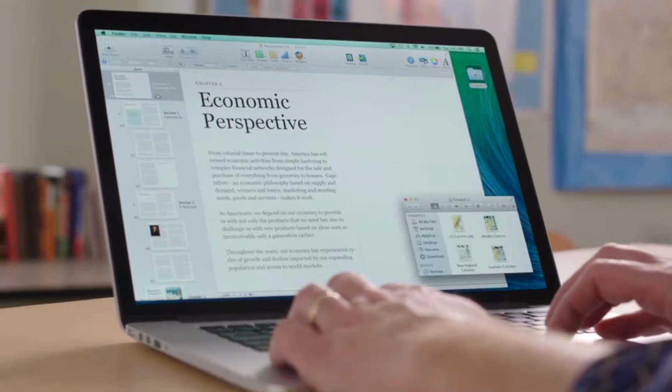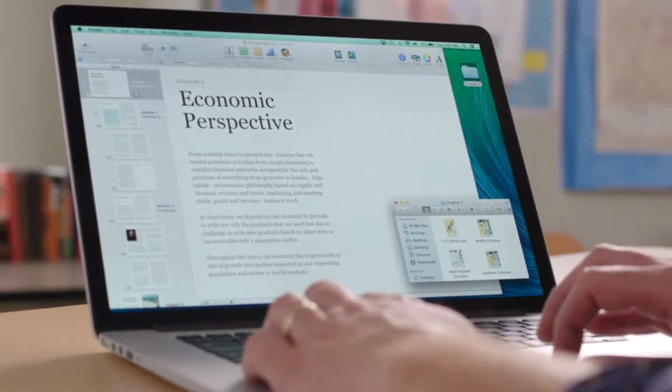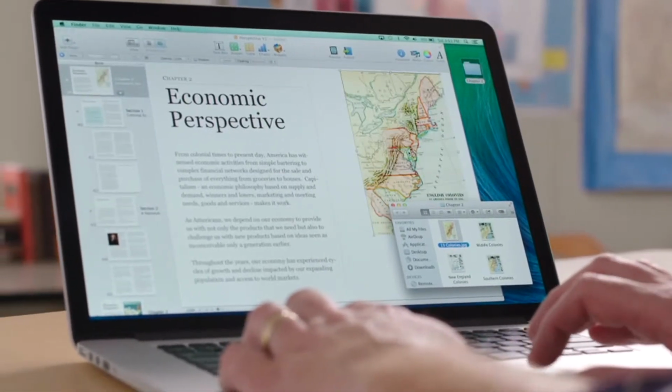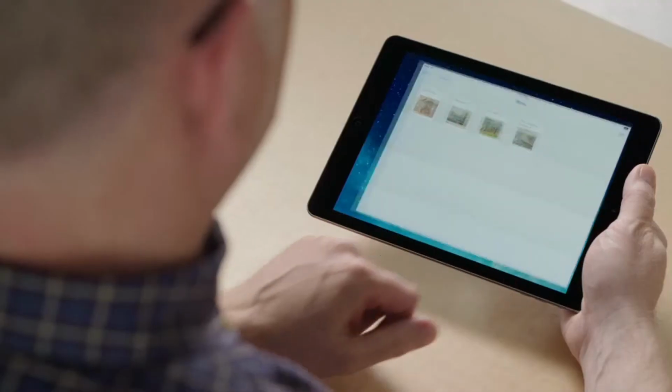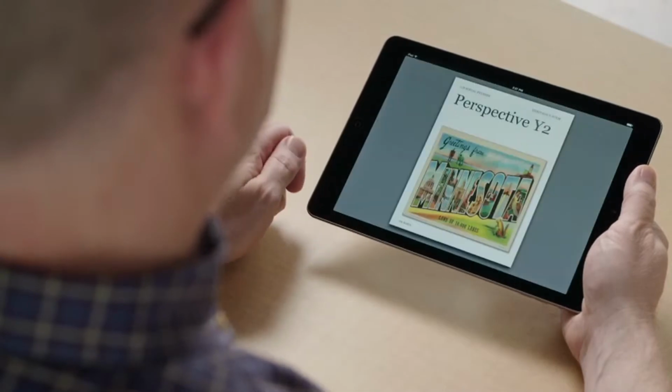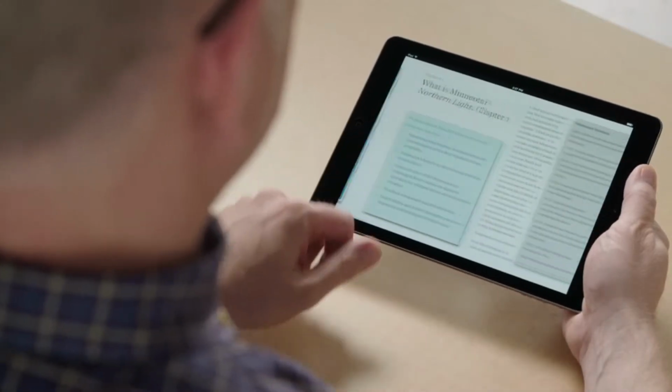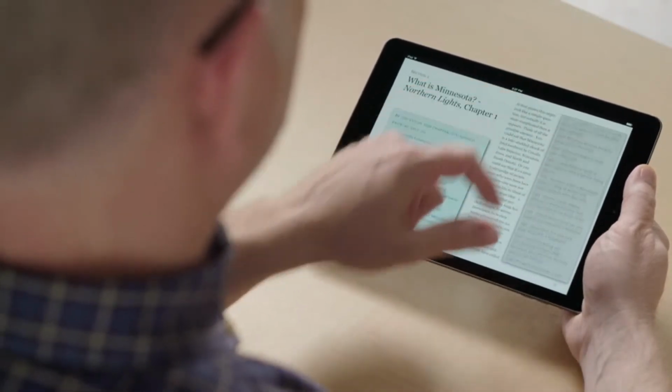Using iBooks Author to create a book for my students really gave us the tool that we needed to take those materials that existed in paper copies and now put them onto iPad so that they were immediately accessible and engaging for students to interact with.